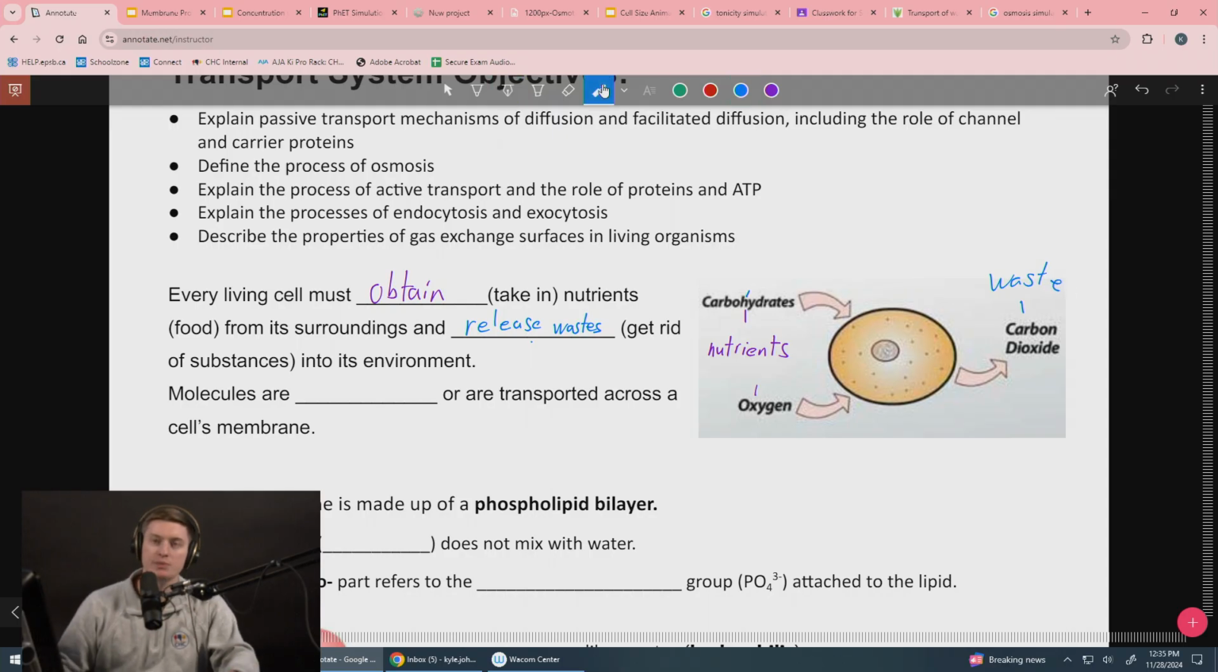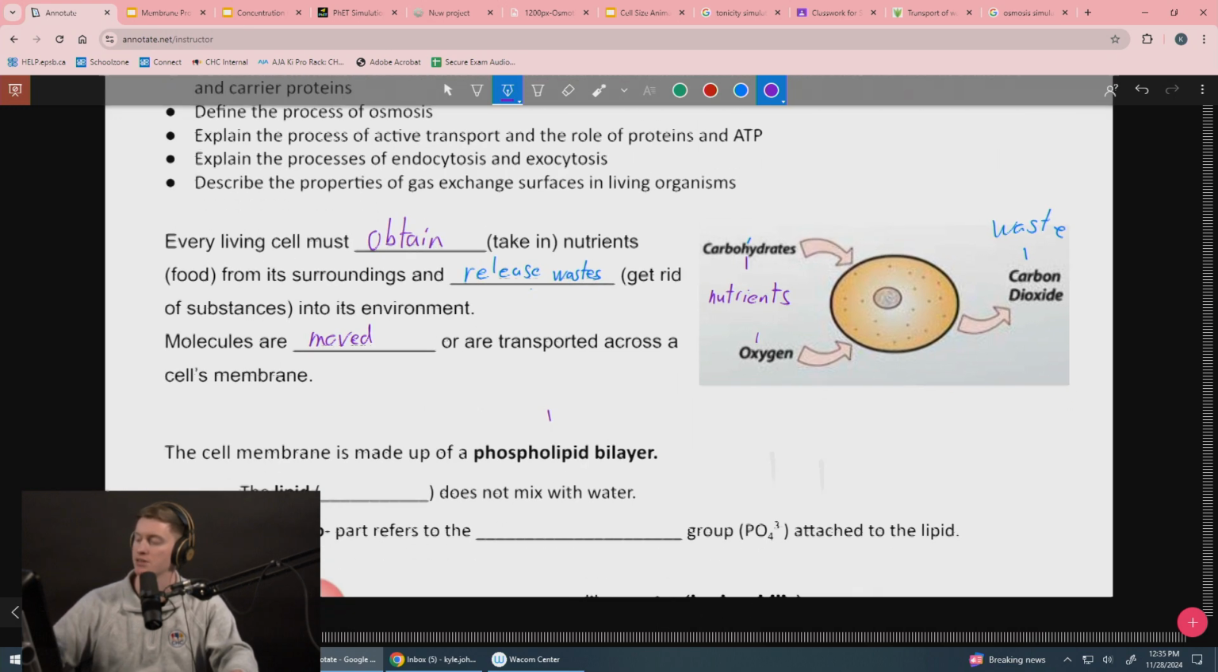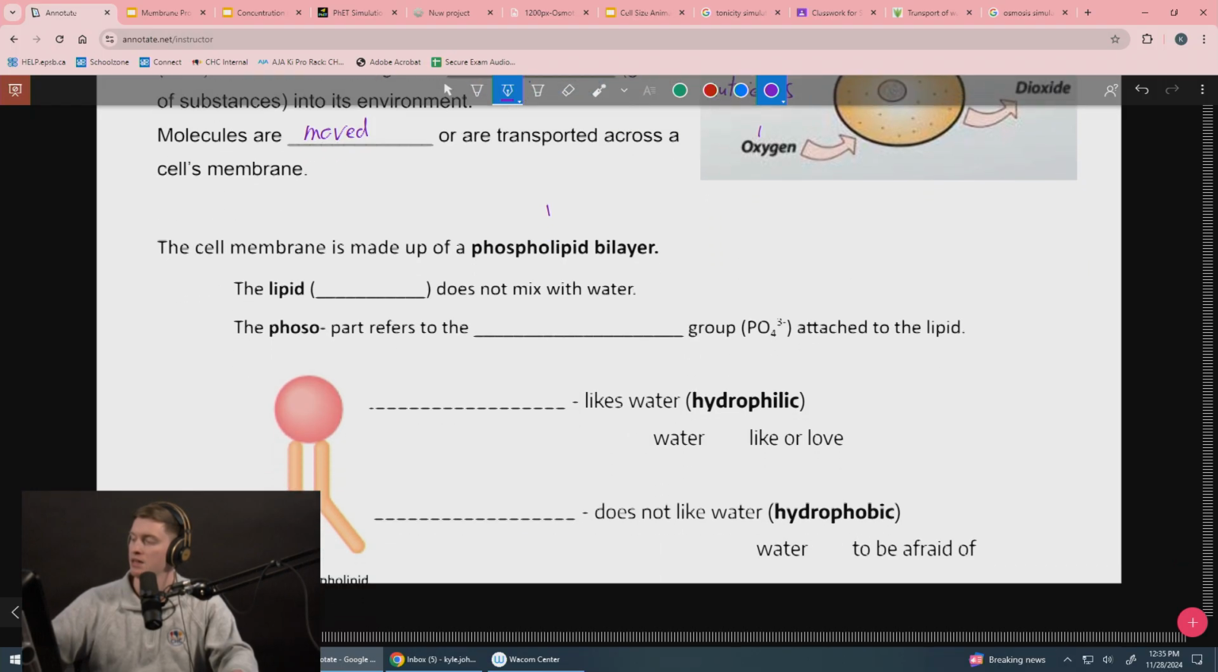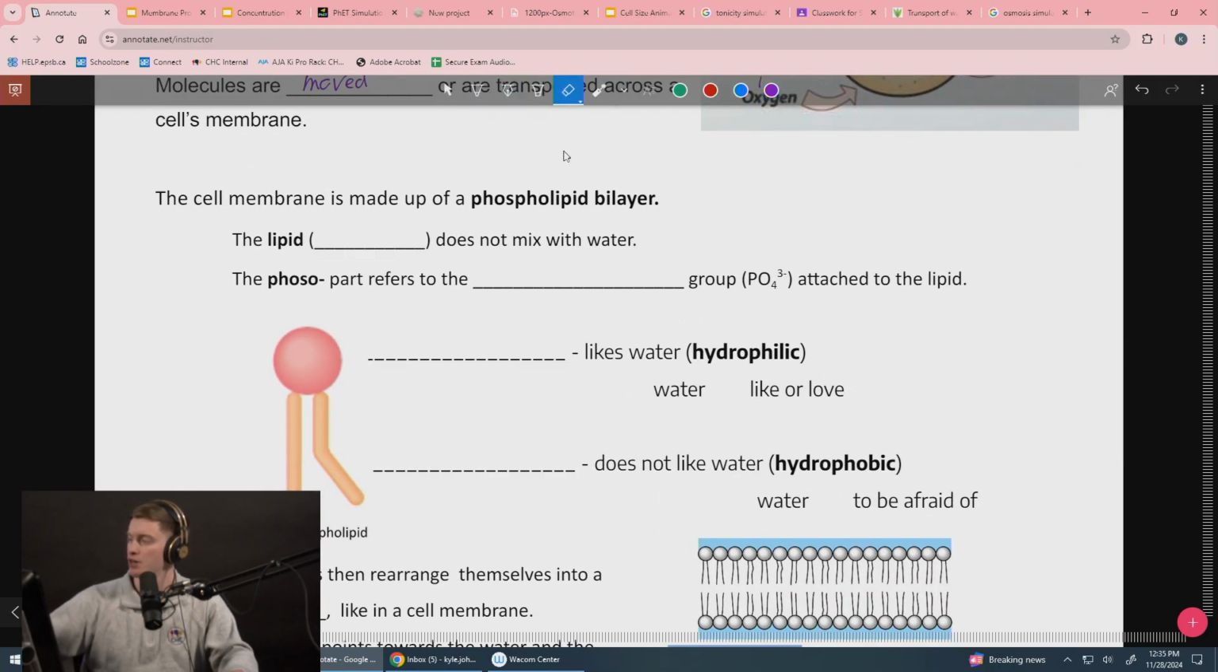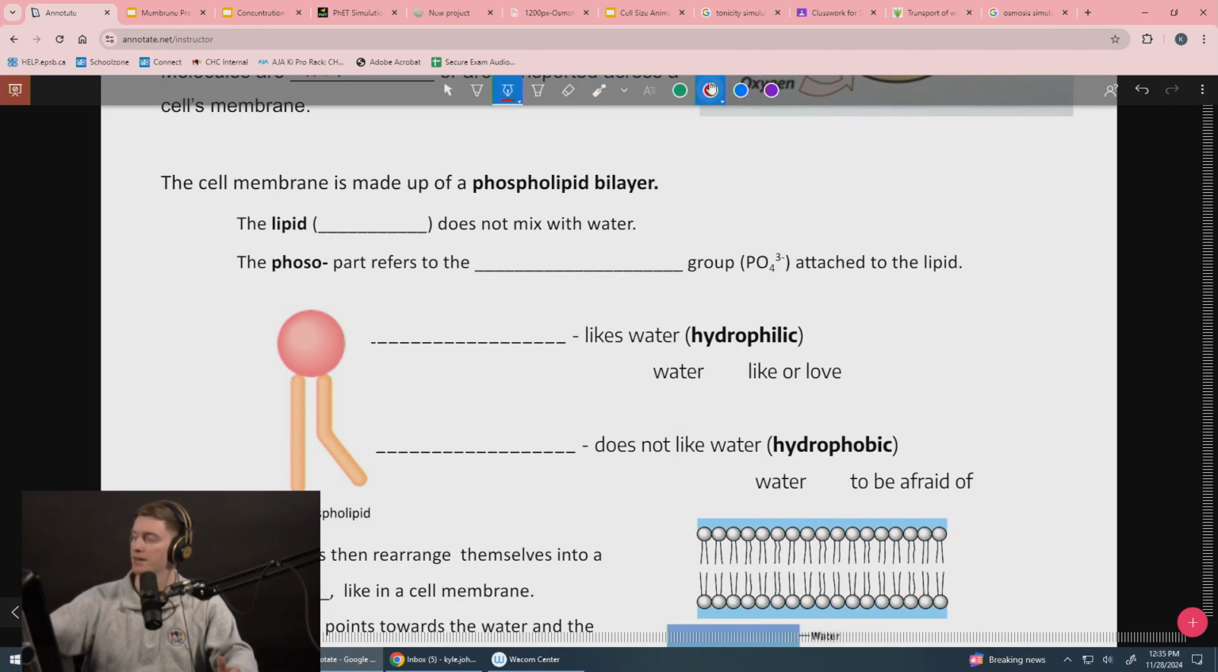Because you have these nutrients and because you have these wastes, cells need to come up with a method of moving those molecules. Molecules are moved or transported across a cell's membrane. Two lessons ago, we talked about the structure of the cell membrane, and we said that it's a phospholipid bilayer.